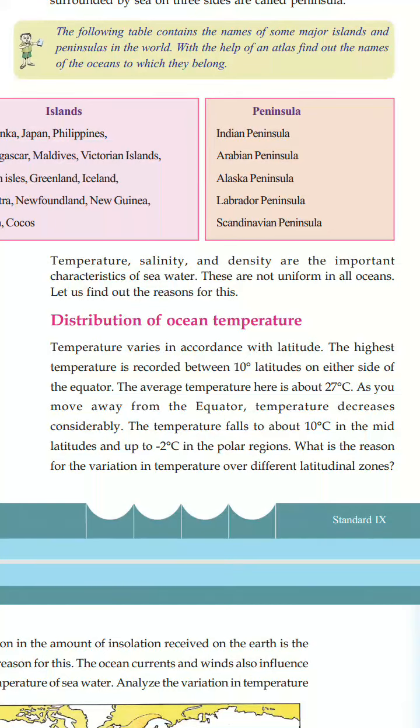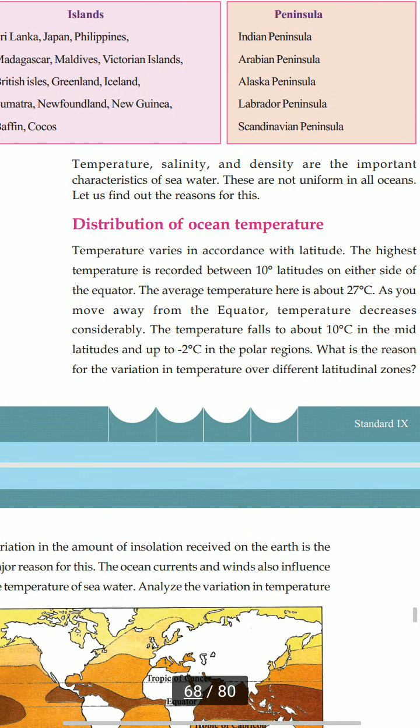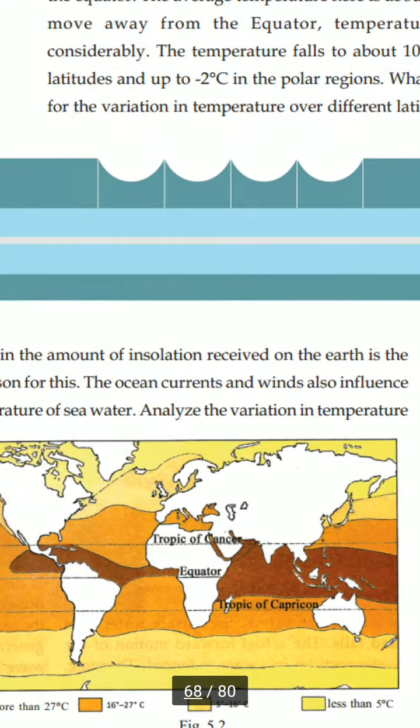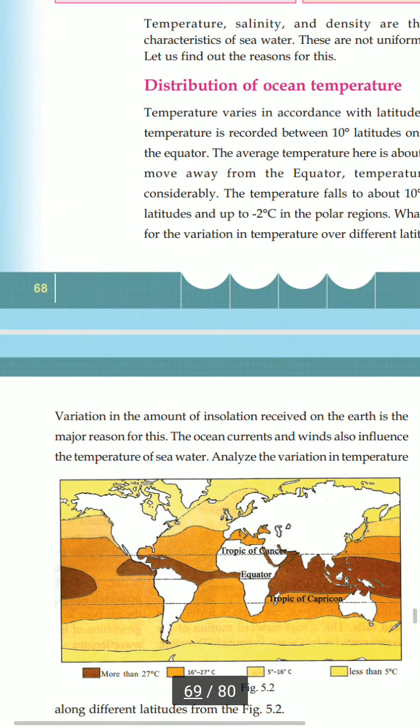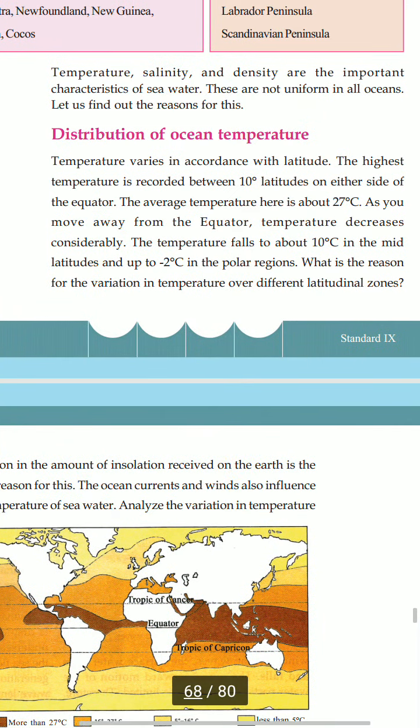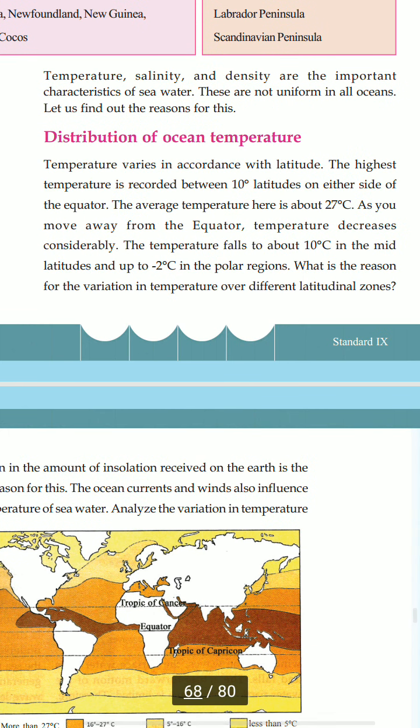Distribution of ocean temperature. Here, temperatures may differ in accordance with latitude. When latitude changes, when you move upwards and downwards, your temperature will change. The highest temperatures are recorded between 10 degrees latitude on either side of the equator. So, nearly 10 degrees of latitude, your highest temperature is recorded. The average temperature here is 27 degrees Celsius.